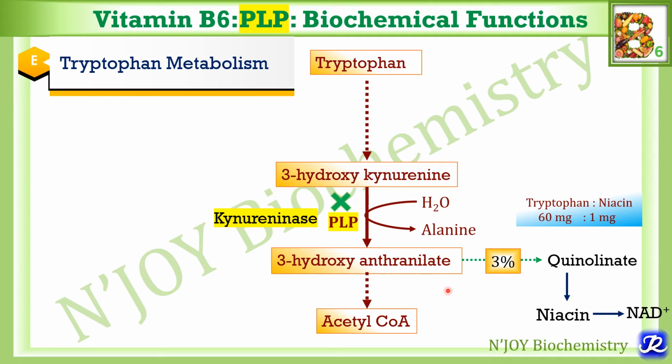Now what will happen if PLP is deficient, in case of vitamin B6 deficiency? This 3-hydroxykynurenine cannot be converted to 3-hydroxyanthranilate, which further cannot lead to formation of niacin. So this step will be blocked, and the niacin level will be decreased. So in case of pyridoxine deficiency, there will be deficiency of niacin also.